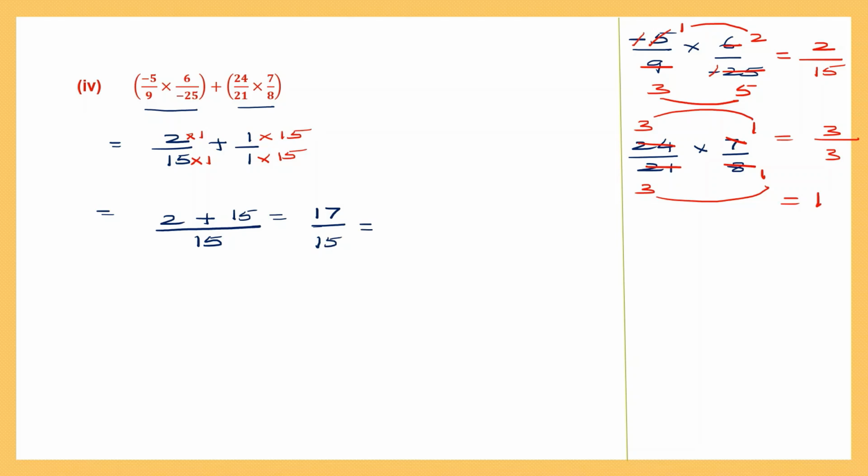Now again, this is an improper fraction. Let's convert it to a mixed number. 17 by 15. 15 1s are 15. And when we minus it, 17 minus 15 is 2. So let's write that down. 1, 2 by 15. So our final answer here is 1, 2 by 15.